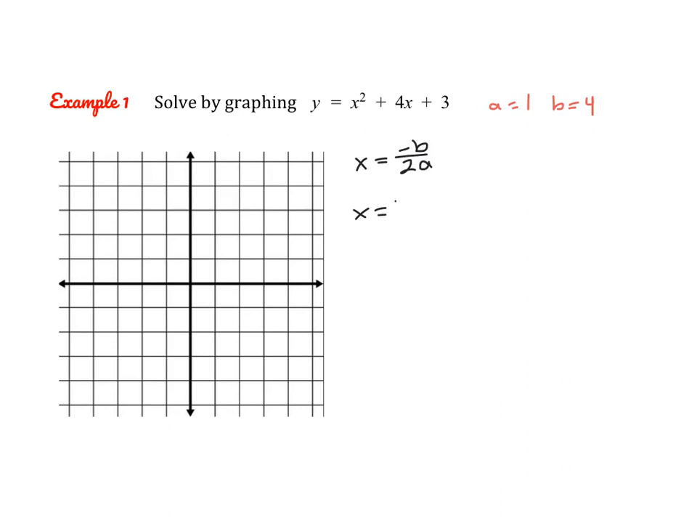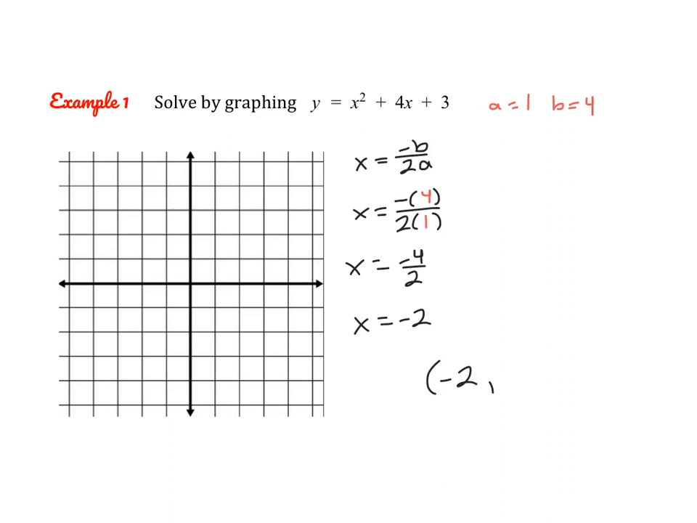So we substitute. So negative 4 over 2 times 1. And then we just simplify. So negative 4 over 2 is negative 2. So that's the x value of our vertex.